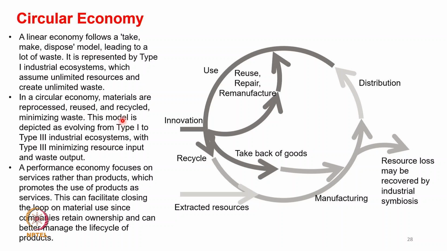In circular economy, the materials are reprocessed, reused and recycled, thereby minimizing the waste. This model is depicted as evolving from type 1 to type 3, with type 3 minimizing resource input and waste output. And a typical performance economy focuses on services rather than the product, which promotes the use of products as services. This can facilitate closing the loop of the material, as companies retain ownership and can manage the life cycle of the product.